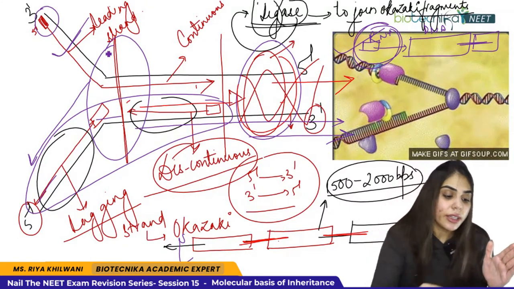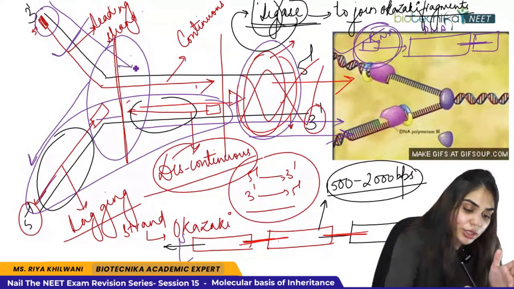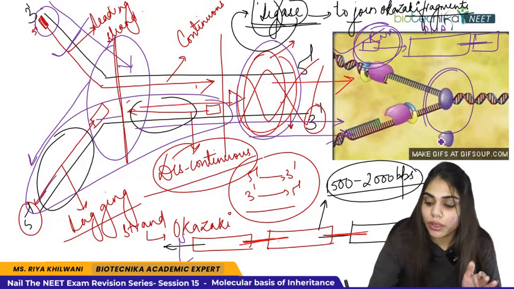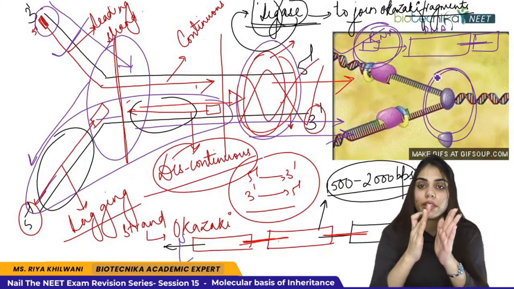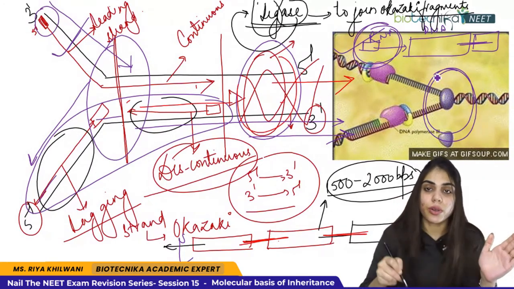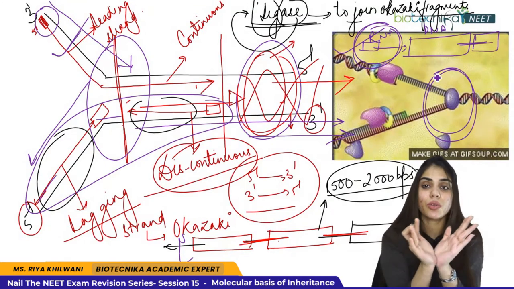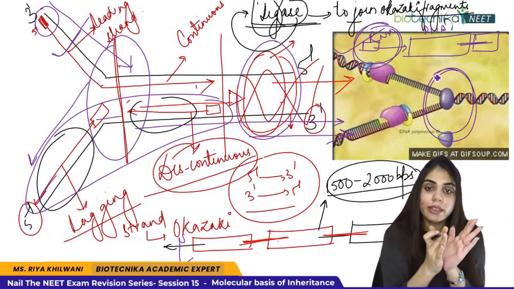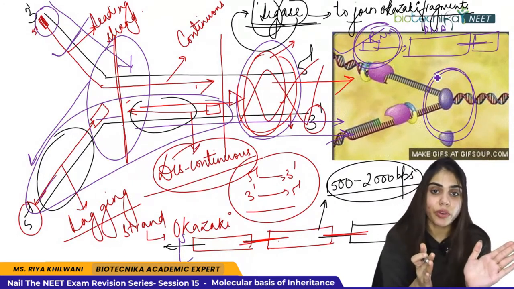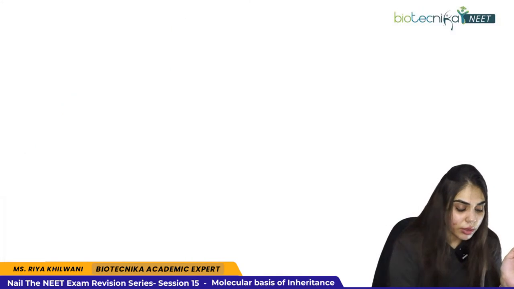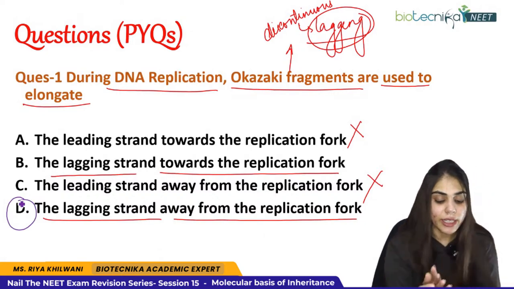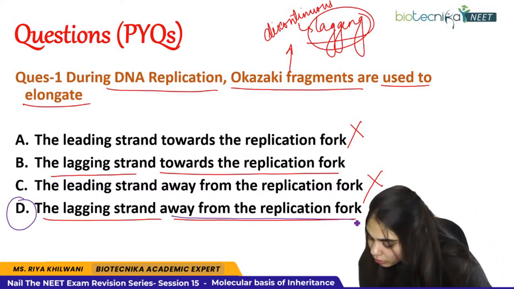But for the leading strand, it is always towards the replication fork. What is the replication fork? The Y-shaped structure that you see now, this is what is called a replication fork. Jahan se Y separate hota hai. So suppose this is a Y-shaped structure, this is known as the replication fork. Iska ye dono joint is known as replication fork. So the leading strand is moving towards the replication fork, whereas the lagging strand is moving away from the replication fork. So the option for this question goes right, that is option D, away from the replication fork.